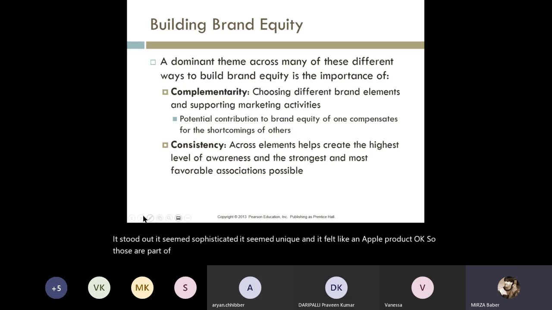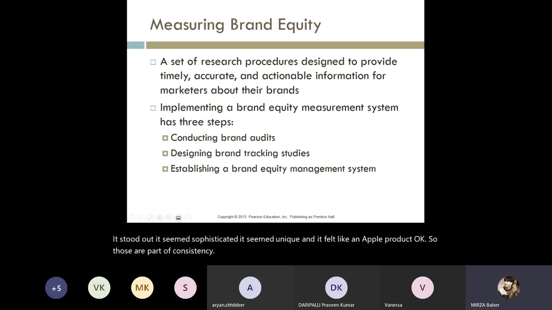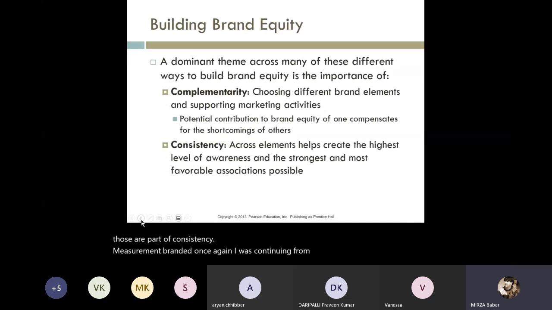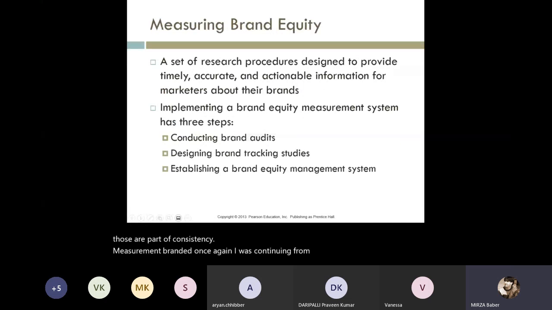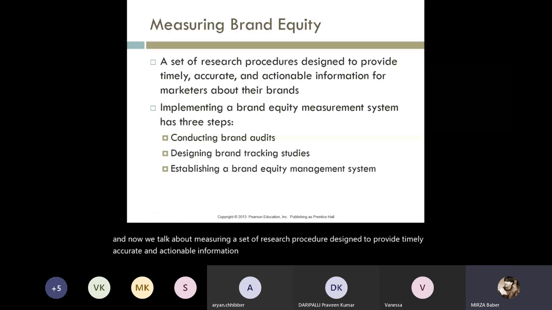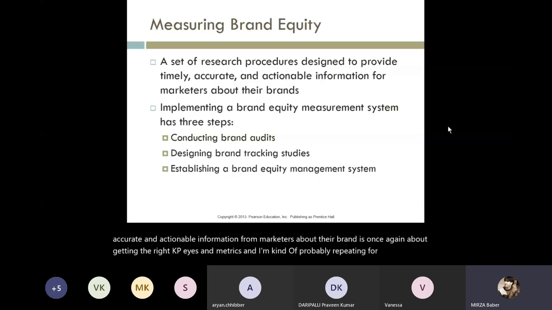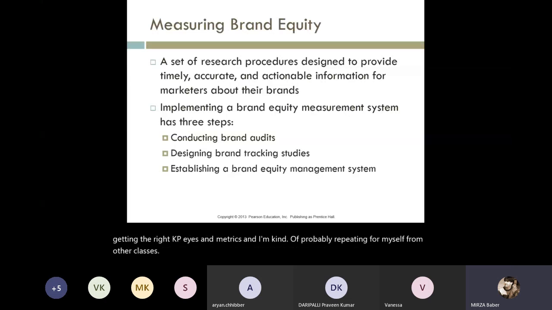Moving ahead, measuring brand equity, continuing from the previous one. This was building, and now we talk about measuring. A set of research procedures designed to provide timely, accurate, and actionable information for marketers about the brand is, once again, about getting the right KPIs and metrics. I'm probably repeating myself from other classes. When we say measuring brand equity, we have different ways to measure, and we saw those.